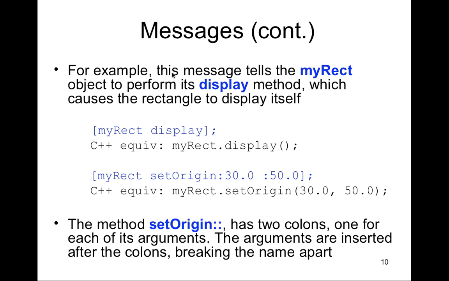So I gave the, well, I actually didn't use it. I used the person because person employee, and I can probably go through that when I do inheritance with you on Wednesday. But the message tells the myRectangle object to perform its display method, which causes the rectangle to display itself. Okay, so myRec space display. That's just like saying another date or my date space get something. The C++ equivalent to that is myRec dot display.